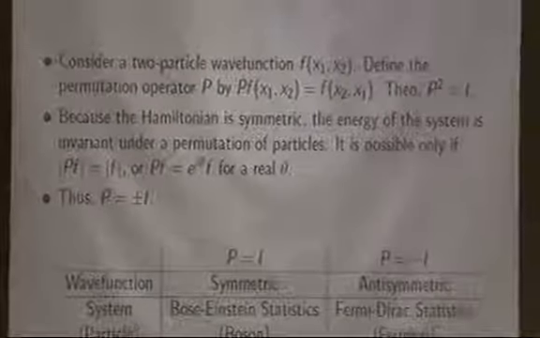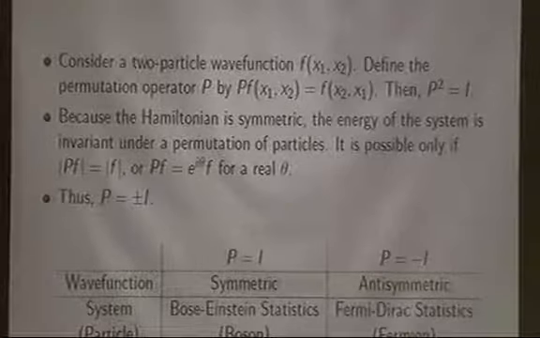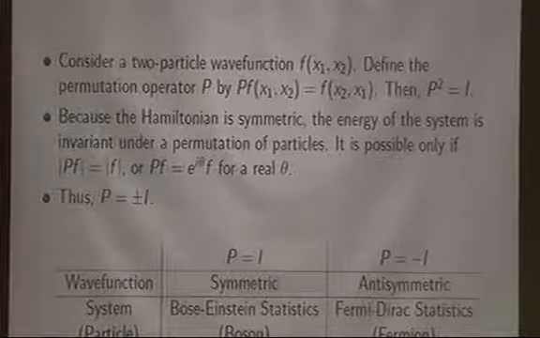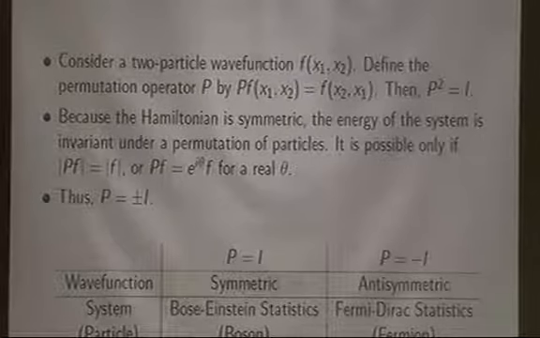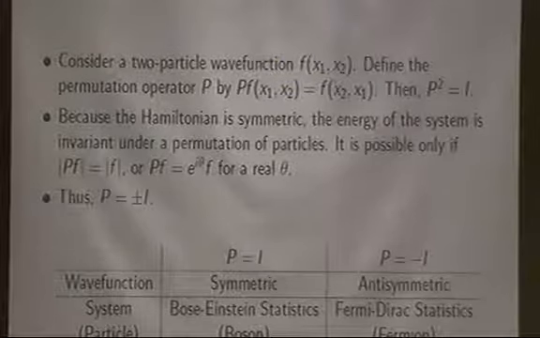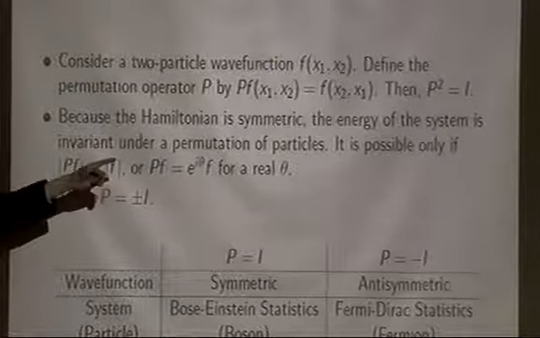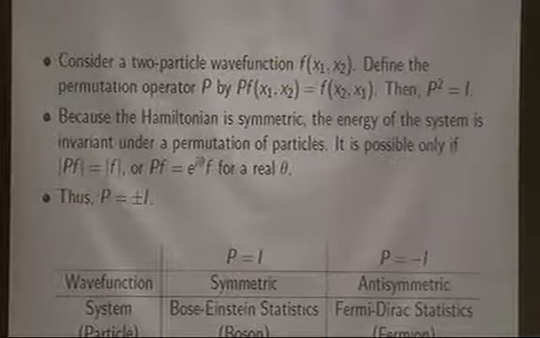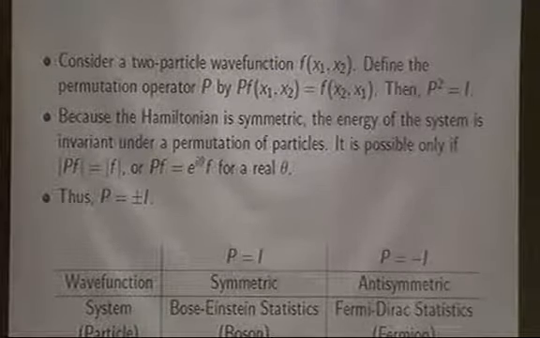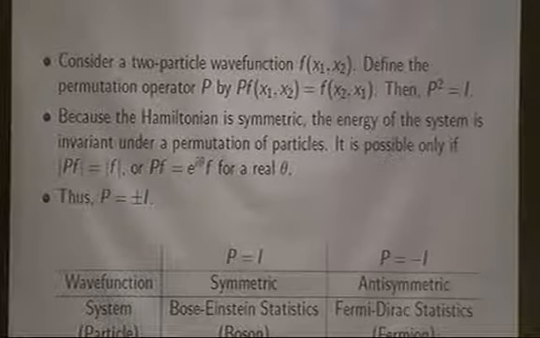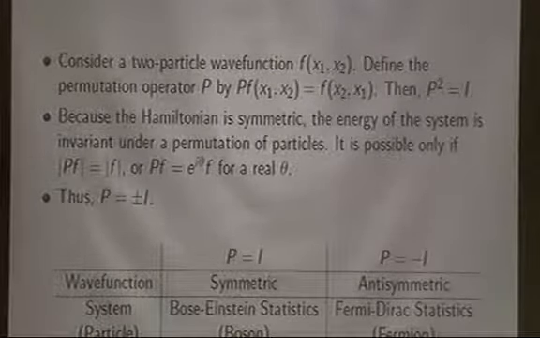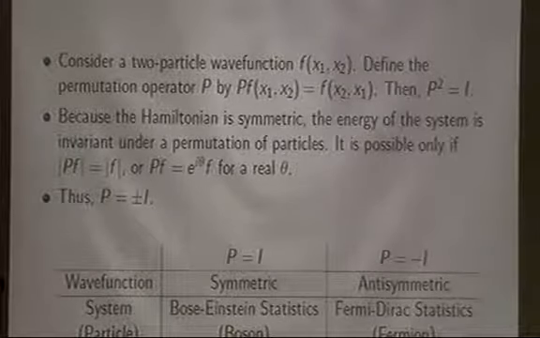The title was Mathematics of Bose-Gas, so I think I should introduce what Bose-Gas means. Consider a two-particle wave function f. Then we can define the permutation operator P by this equation: Pf of x1, x2 is f of x2, x1. Because this is just the permutation of x1 and x2, if you act this operator P twice on the same function, we get the original function f, which means that P squared is always unity. P squared is I.